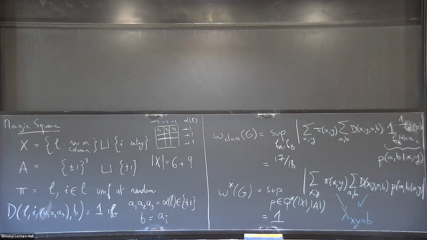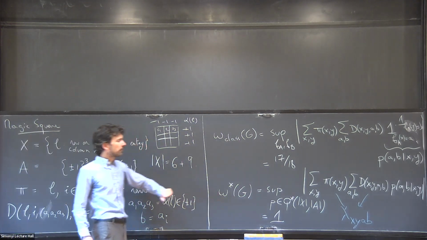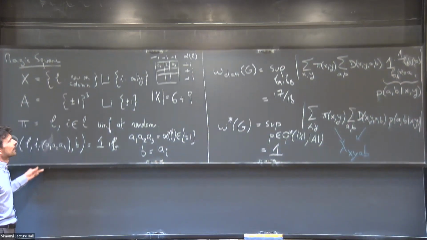All right, so back to the magic square. I want to do two things about it. I want to justify this statement and then make a qualitative observation that is going to underlie why this game will be useful for us.